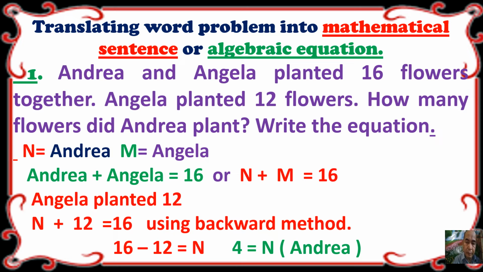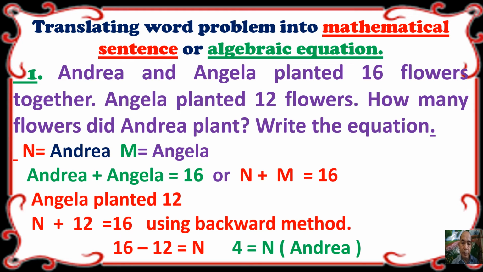Now let's take on a problem taken from your module. Okay, problem number 1. We have Andrea and Angela planted 16 flowers together. Angela planted 12 flowers. How many flowers did Andrea plant? So we are asked to write the equation. Now, to make the equation, we'll have to represent the names of Andrea and Angela by variables. So, letter N for Andrea and M for Angela.